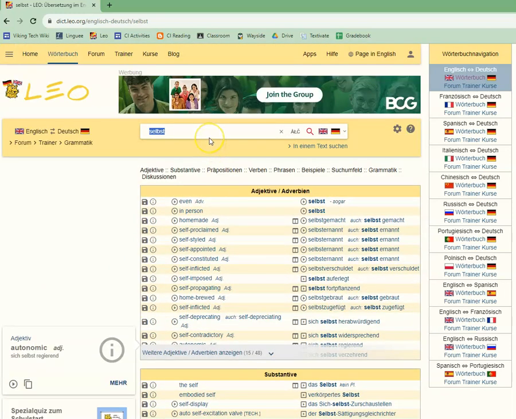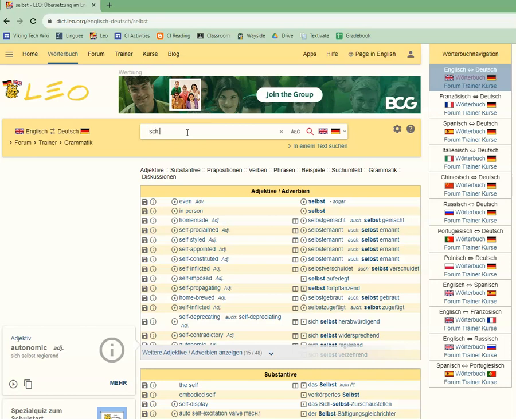A couple of other things that I want to point out. If you need to type in a word that has an umlaut and you do not have an international keyboard set up or anything like that, the way that you write the words without an umlaut is that you do the vowel that actually has the umlaut on it and then an E.